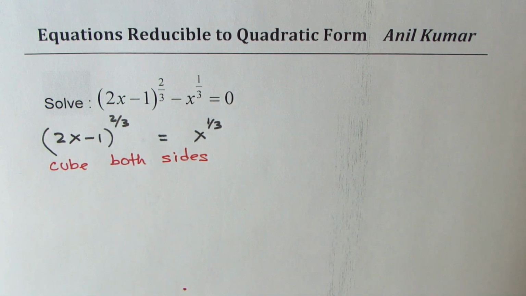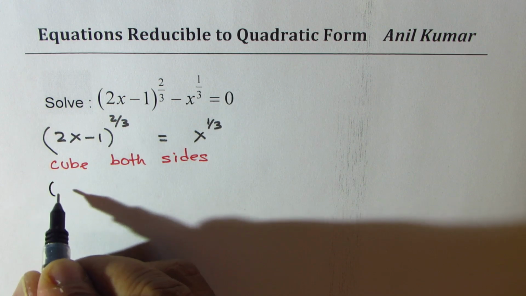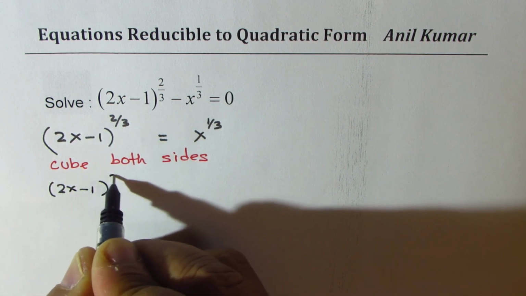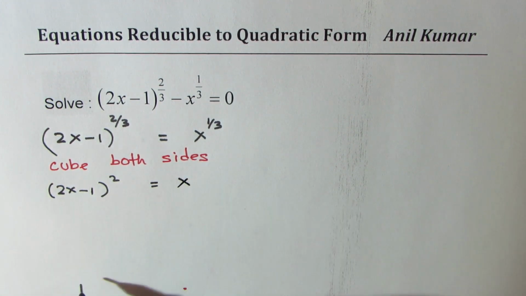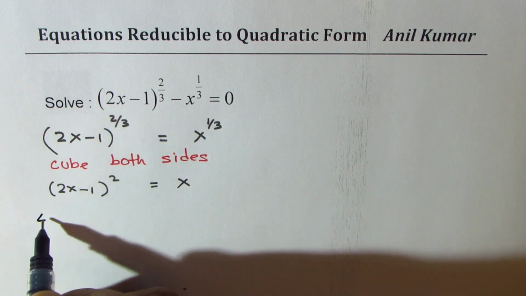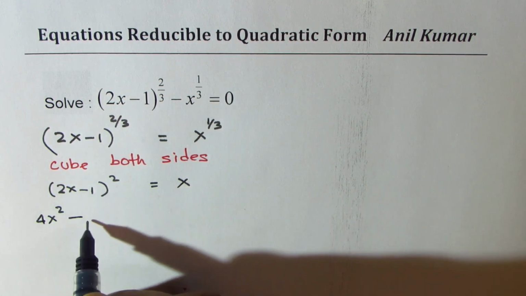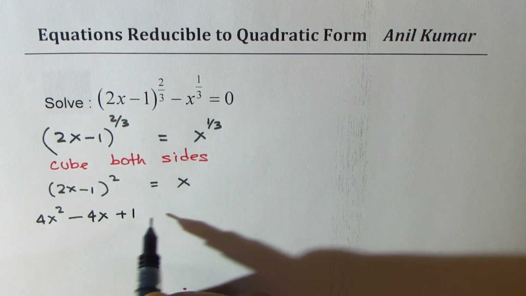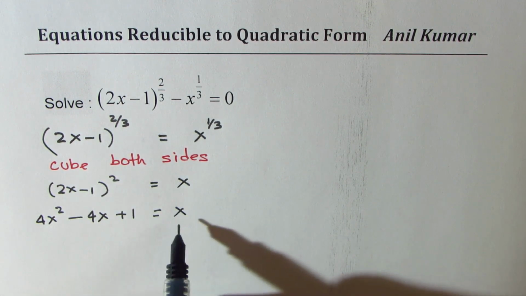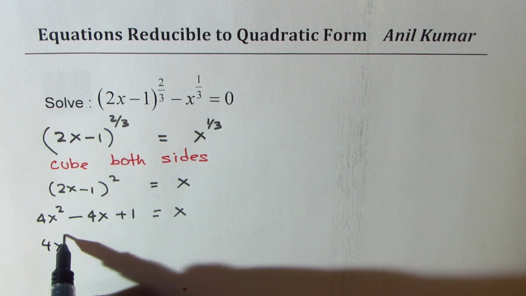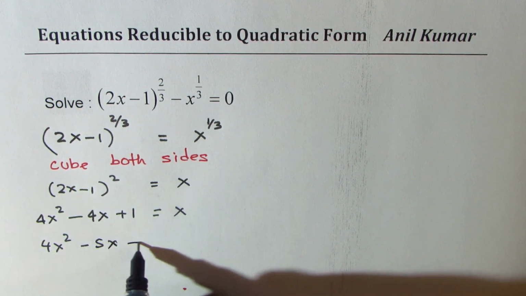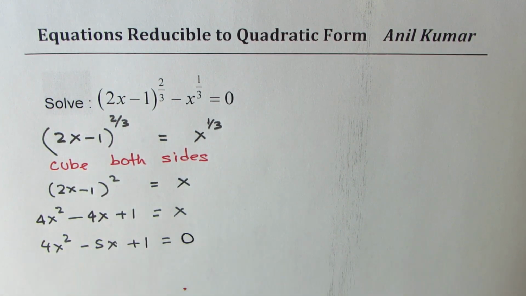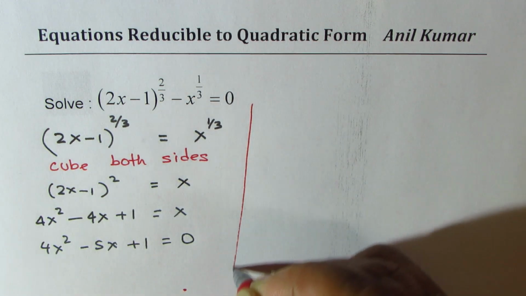So we get (2x minus 1) whole squared equals x. Now let's expand. So we get 4x squared minus 4x plus 1 equals x. Bring them all together. We have 4x squared minus 5x plus 1 equals 0. Now that is a quadratic equation. We're looking for a product of 4 and a sum of minus 5 to solve this equation.